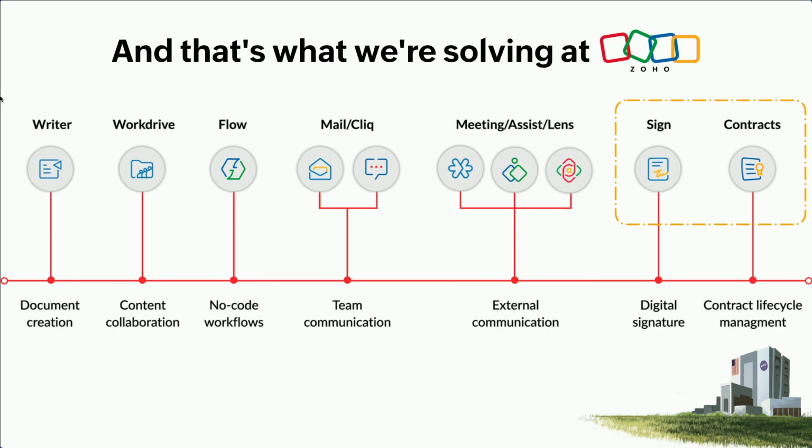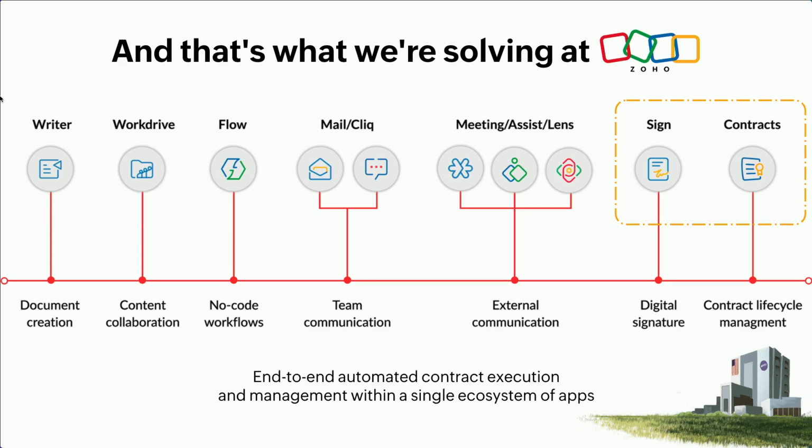So we have Zoho Sign and Zoho Contracts. Sign deals with digital signature workflows, and Contracts deals with contract lifecycle management, which is in addition to the digital signature part. And what it allows you to do is end-to-end contract automation and management of all your paperwork within a single set of apps.